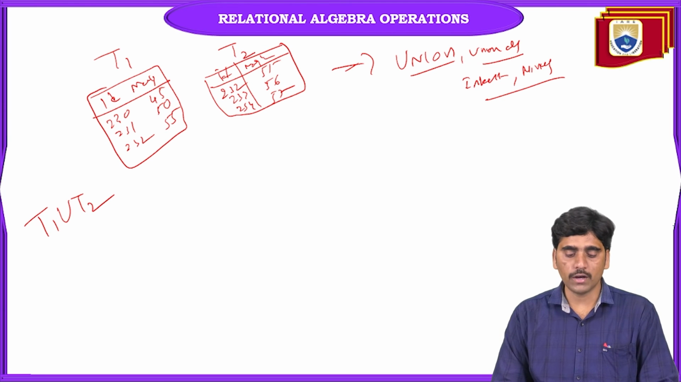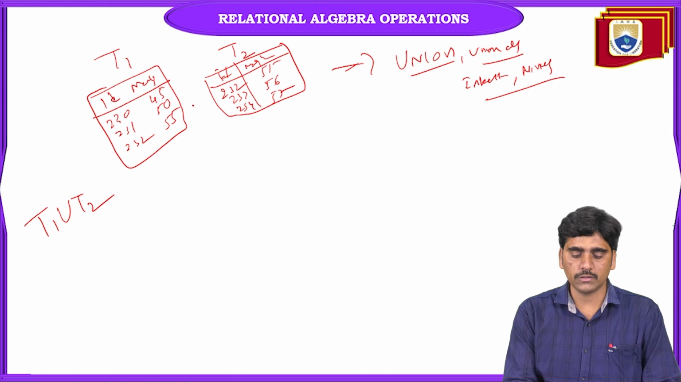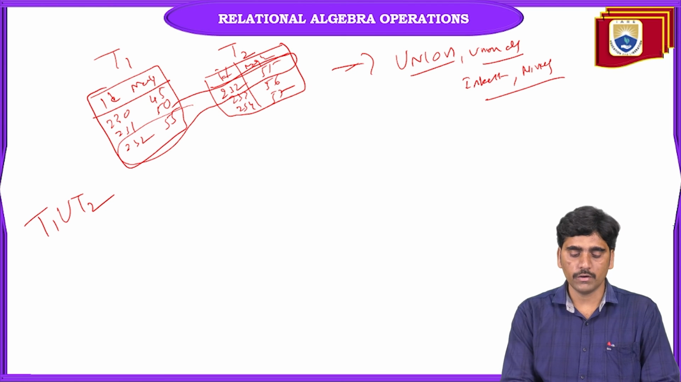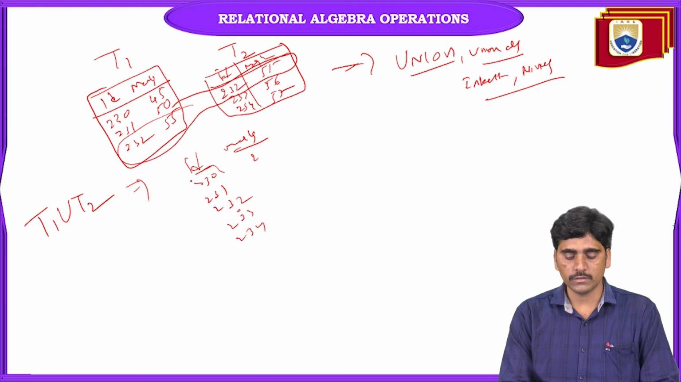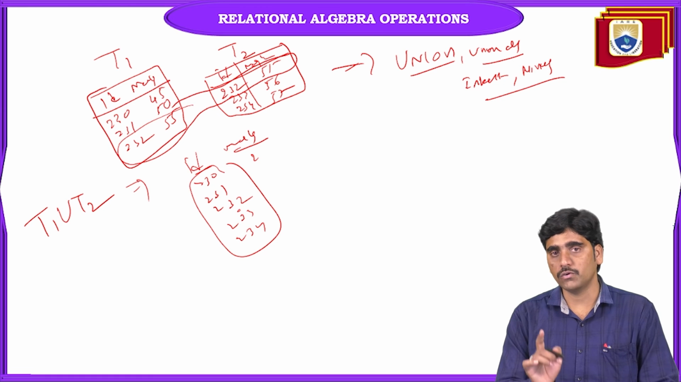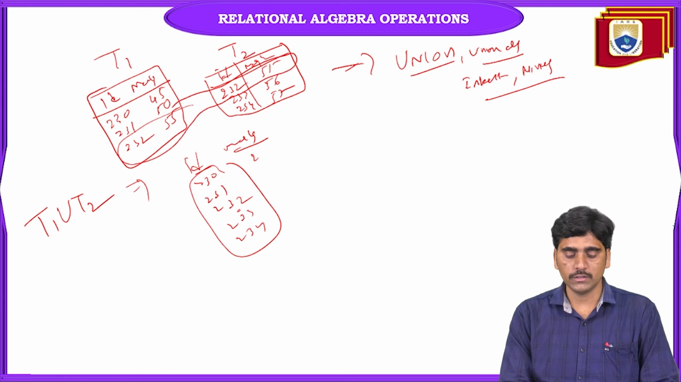In this, instead of displaying the duplicate values, it displays only one value. So ID and marks: 230, 231, 232, 233, 234. Only five values will be displayed. Instead of both duplicate values, it displays only one value.